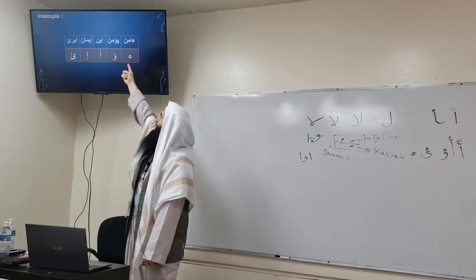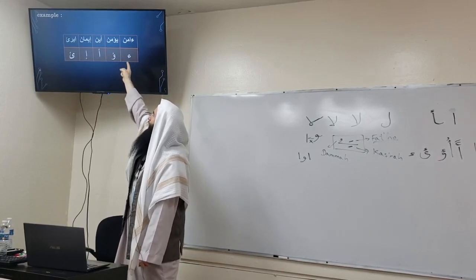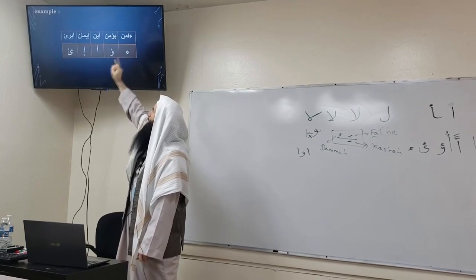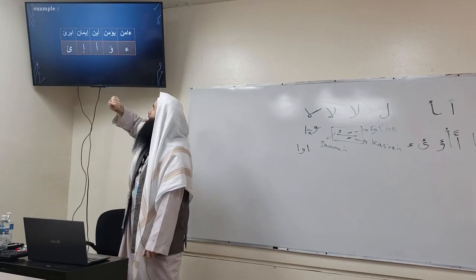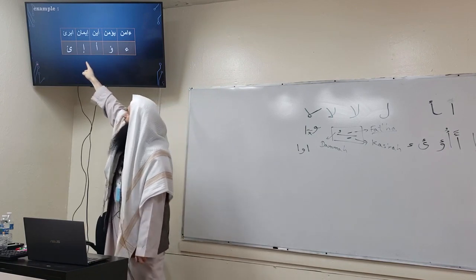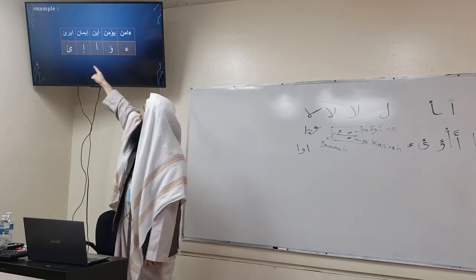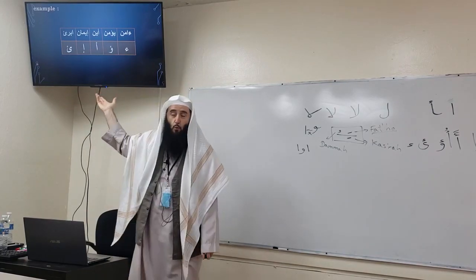Look, the hamza here is in the middle on top of the waw. You see? Hamza on top of the waw, mim and noon. Hamza on top of the alif. Hamza in the bottom of alif. And you see the hamza in the ya by itself over there. This is all words from the Quran.